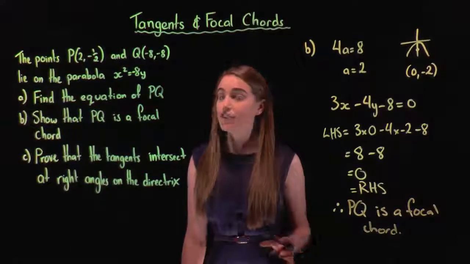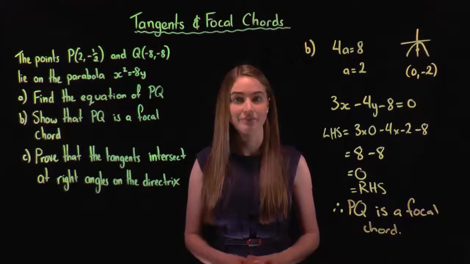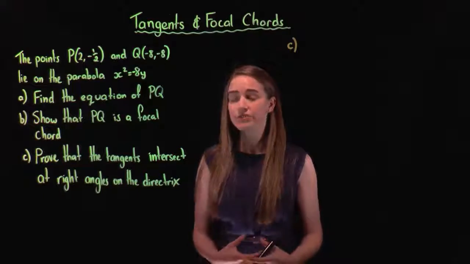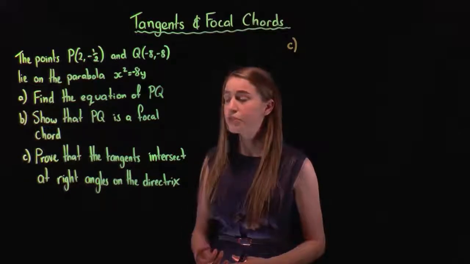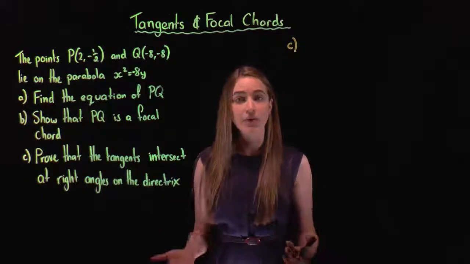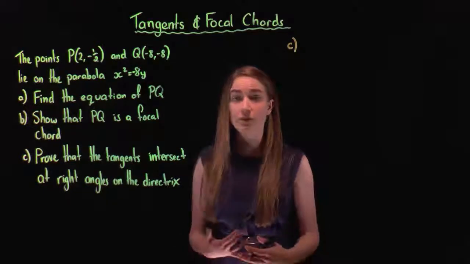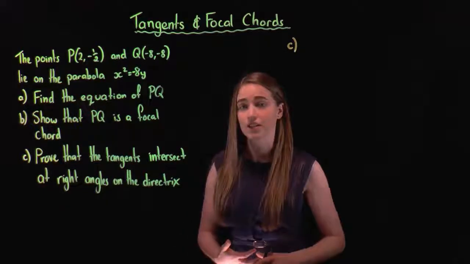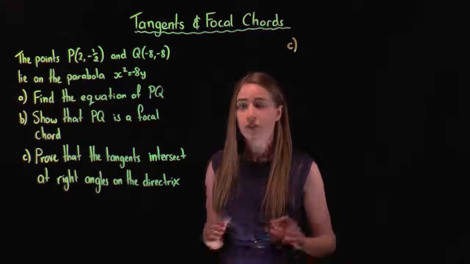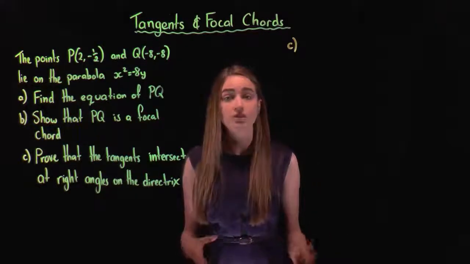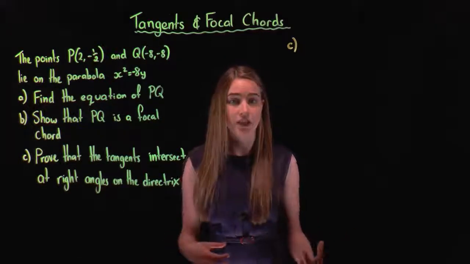Alright, so that's A and B. Let's have a look at C. For part C, there are two different things that we need to prove. We need to prove that the tangents at P and Q intersect at right angles, and we also need to prove that their point of intersection is on the directrix. To start off, let's find the equations of the tangent at P and the tangent at Q.